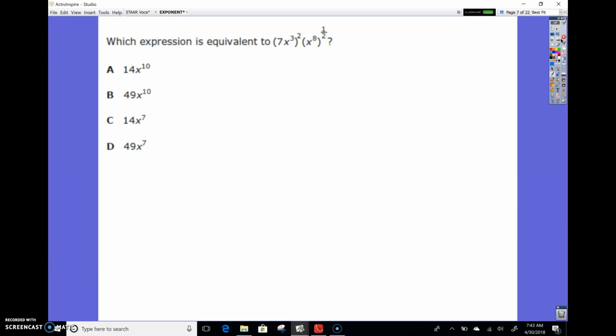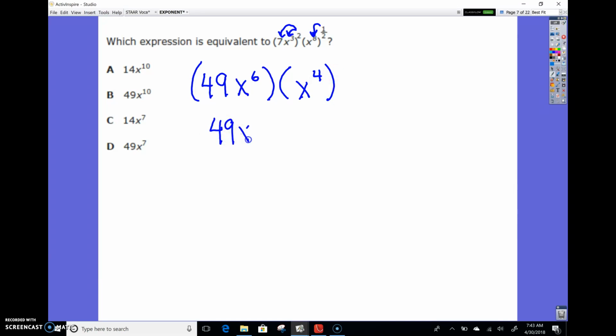So this one has the power rule. 4 to the second power. 4 squared is 49. Then we're going to do x. Remember, this is the power rule, we have to multiply. 8 times 1/2 is 4. Now we add: 49x to the 6 plus 4. So we get 49x to the 10th.